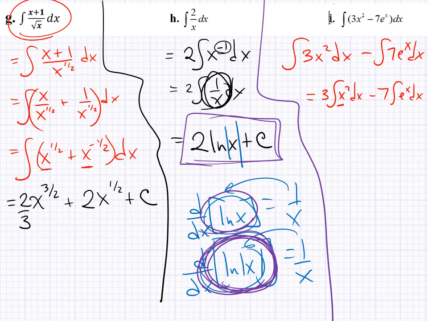And so this is a power rule, and this is an exponential one. So I get 3x cubed over 3 minus 7e to the x. The integral of e to the x is e to the x because the derivative of e to the x is e to the x. I can cancel these two 3's, and so I get x cubed minus 7e to the x plus c as my antiderivative.